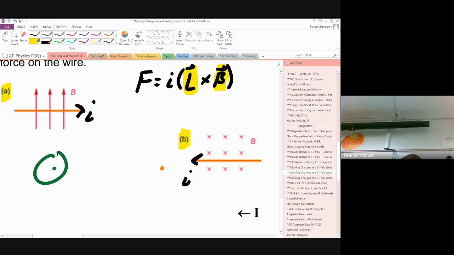For the second one, B field going to the left, or excuse me, current going to the left, B field going into the board, thumb shall point down.